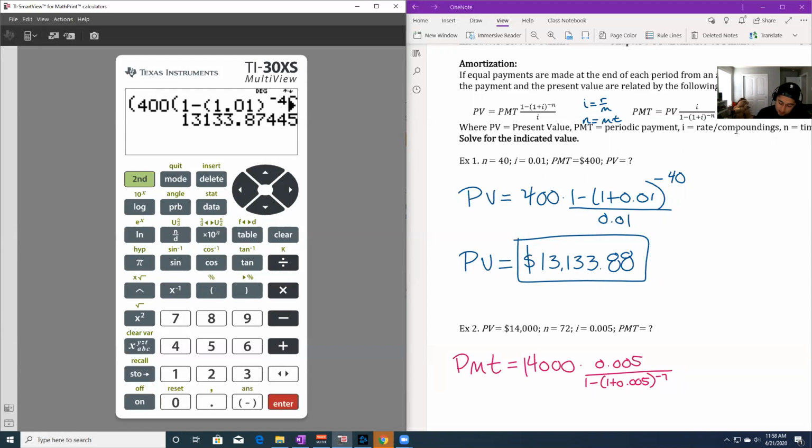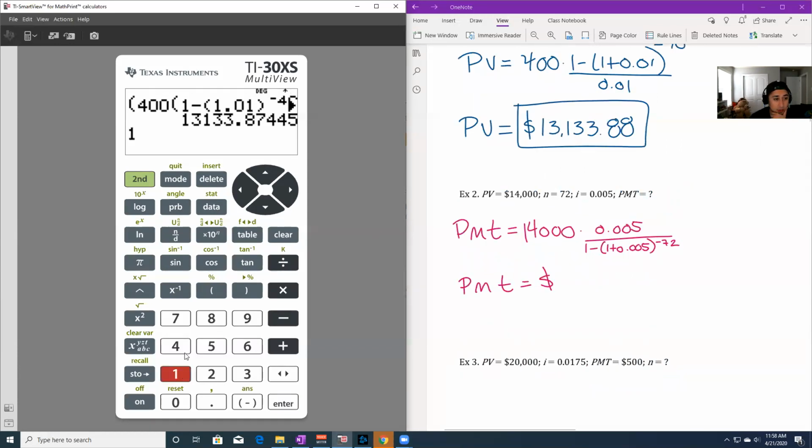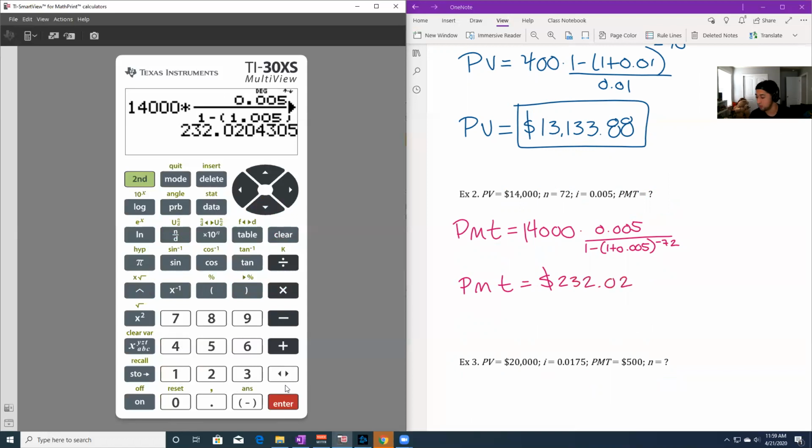Okay. Now let's type that in the calculator. So 14,000 times fraction button 0.005 over 1 minus parentheses 1.005 raised to the negative 72. There we go. Hit enter, and we get 232.02. All right. Not bad. That's how you work the formulas. And that's how you type them in.